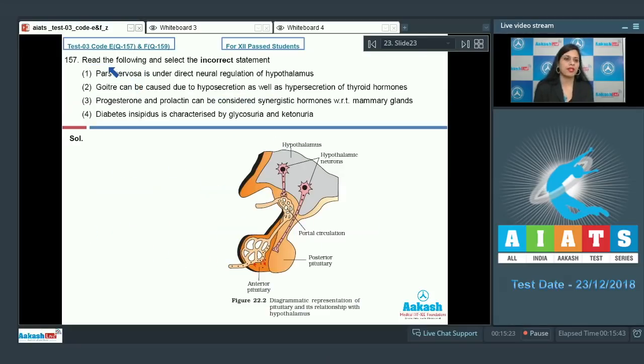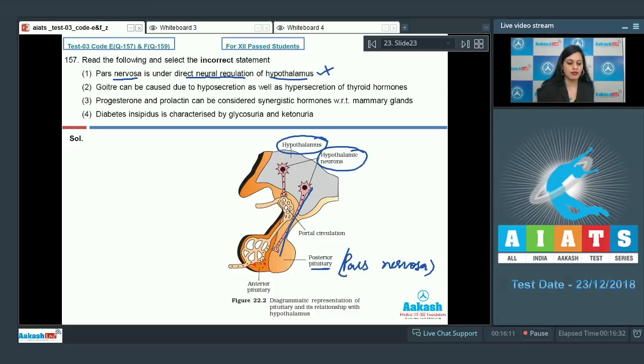Question number 157. Read the following and select the incorrect statement. And the very first option given is pars nervosa is under direct neural regulation of hypothalamus, and as it is a correct statement, so cannot be a correct answer to our question. As you can see here, this is a diagrammatic representation of pituitary and its relationship with hypothalamus. You can see here that posterior pituitary, also known as pars nervosa, is under the direct neural regulation of hypothalamus. This is hypothalamic neuron which is directly regulating the posterior pituitary or pars nervosa.